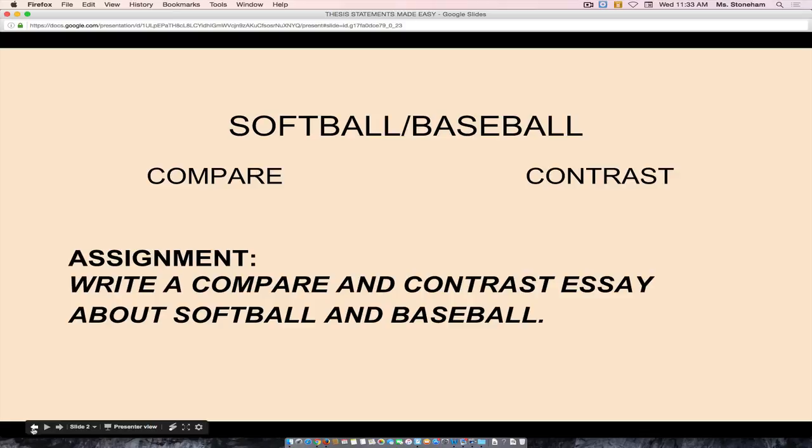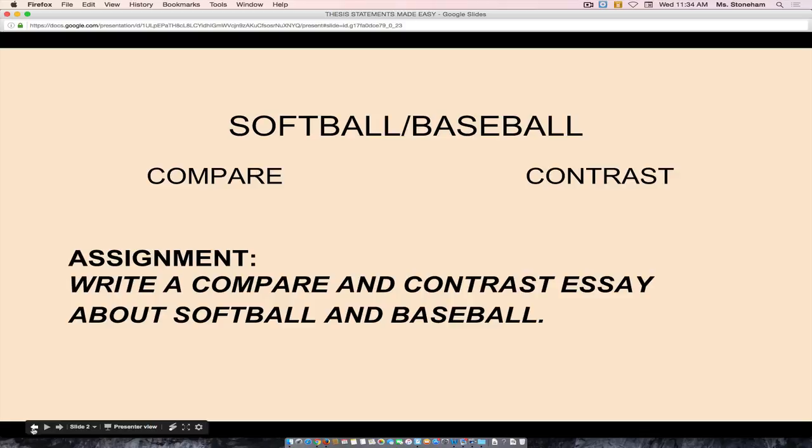I feel so empowered. Once again, compare means similarities, contrast means differences, right? And what these are going to be in the paper that I would be writing or assigning for you to write would be, I want to write a body paragraph that's going to show how they're similar, and I'm going to write a body paragraph that's going to show how they're different.